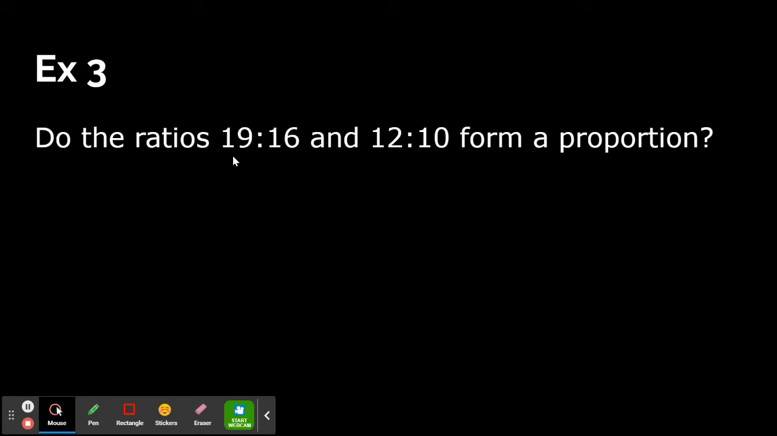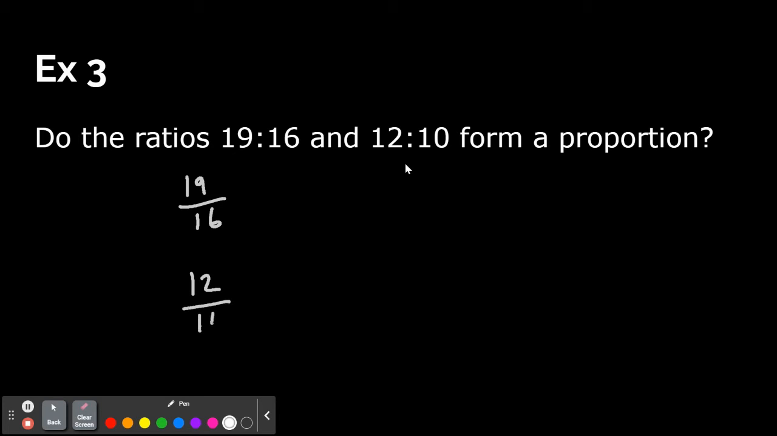So let's take a look at these ratios. These ratios are laid out with a decimal. What I'm going to do to start is rewrite these in fraction form, so 19/16 and 12/10. Let's see if these are proportional or not. 19/16: now 19 is a prime number. That means the only numbers that go into 19 are 1 and itself. So this one's already reduced.